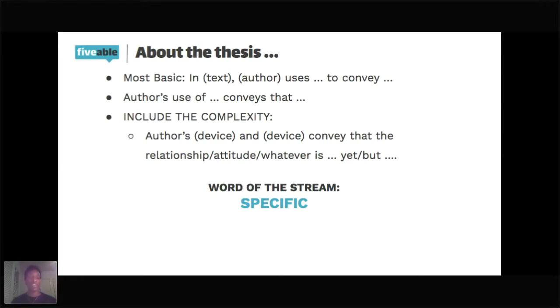The word of this stream is specific, because we're talking about evidence. When we get into that evidence and commentary rubric, we know that they're looking for specific evidence and then a line of reasoning that is supported through the commentary. So we're going to leave that there. That's going to pop up a few times. The word of the stream is specific. If I don't say it, you should be thinking it: specific.